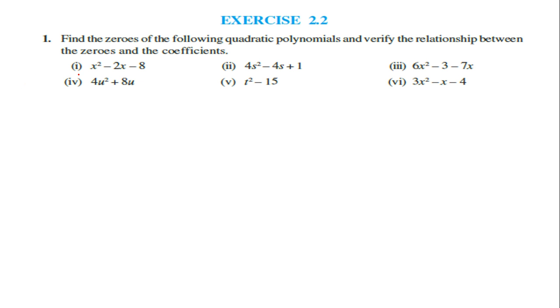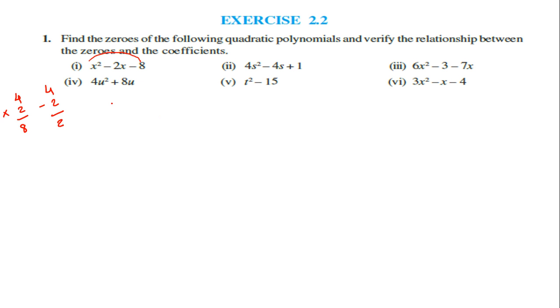Now see here. Here we have to factorize. By multiplication, 8 should become, and by subtraction, 2 should become. So 4 twos are 8. By multiplication 8 is there, and by subtraction 4 minus 2 is 2, so 4 and 2 should be used.